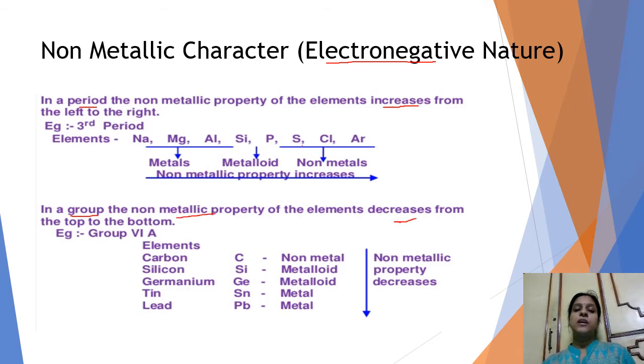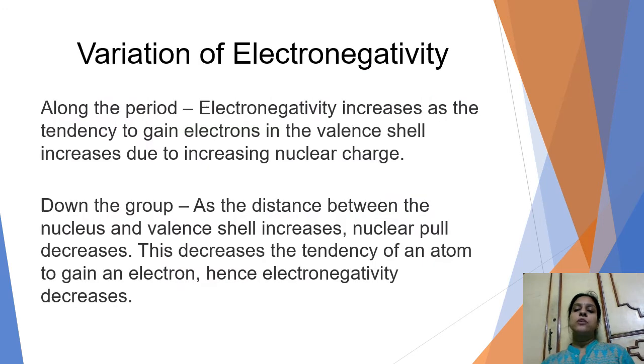As you can see here, again of the same group we are discussing, that is the 14th group. Now in this case, the first element is a non-metal, whereas when we move down in the group, the next two are showing metalloid nature, whereas the last two elements are showing metallic nature. Next comes the variation of electronegativity.